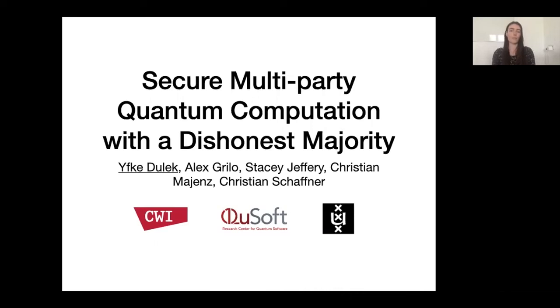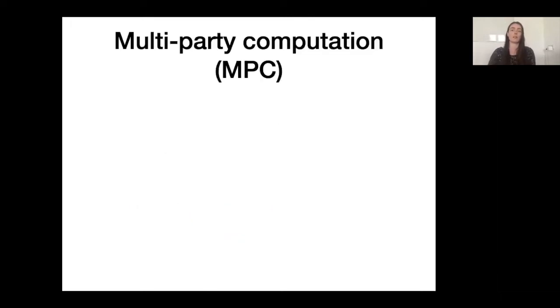Hi everyone, my name is Yfke Dulek and I will tell you about a protocol for secure multi-party quantum computation with a dishonest majority. It's a good idea to start with the classical setting. So I will first briefly explain the task of classical multi-party computation before moving on to the quantum setting.